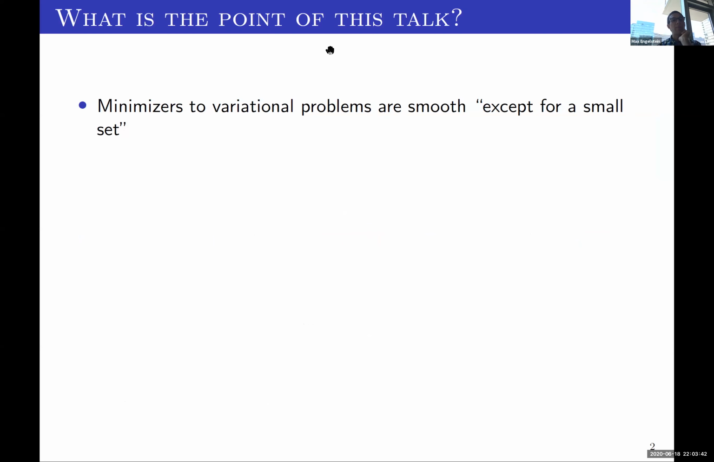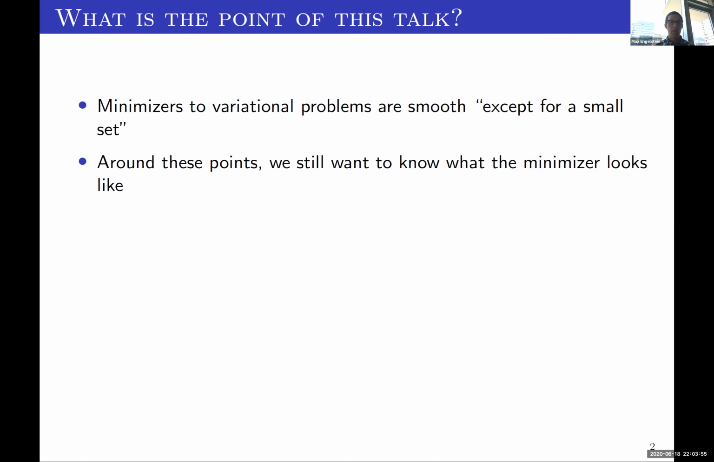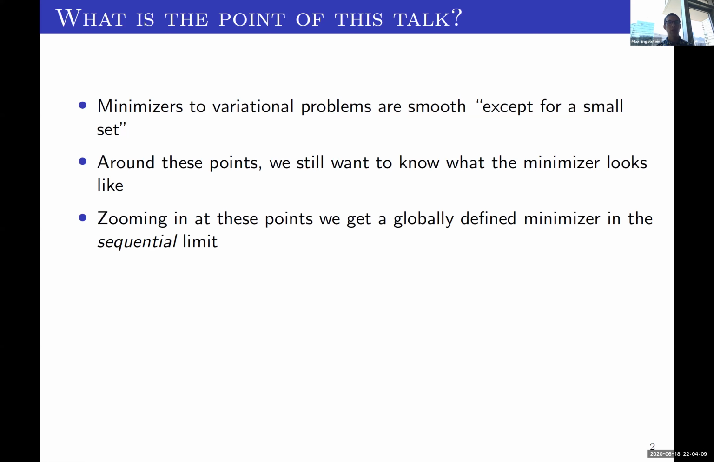So we'll be talking about minimizers to variational problems, and it's a well-known phenomenon that if you minimize some sort of functional, you're going to have a minimizer which is smooth most of the time, but there'll be a set of sort of exceptional points. And around these points, we still want to understand what the behavior of the minimizer is. You know, we care about every single point here for a number of different reasons, depending on the application. And so it's not enough for us to just throw out the sort of small bad set.